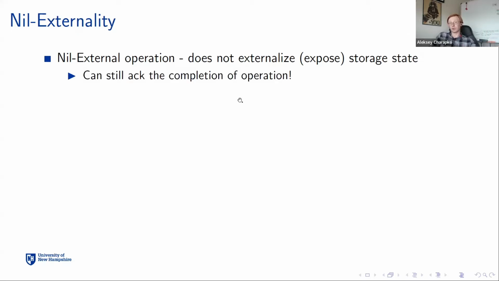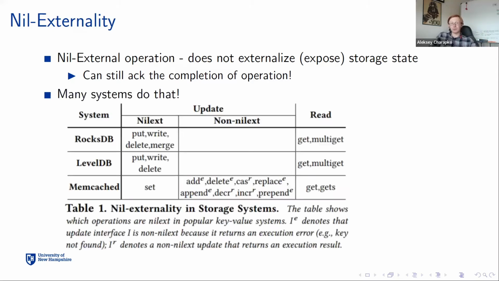So the operation can still acknowledge. For example, you can acknowledge that, hey, this operation has been completed, but it doesn't give you the state of the system. Surprisingly, many systems actually do that. In the paper, they have this lovely table that compares RocksDB, LevelDB, and Memcache, which are single-server storage systems. And what they find out is that RocksDB and LevelDB, these write-optimized storage systems, actually provide all of their write operations as nil-externalizing.